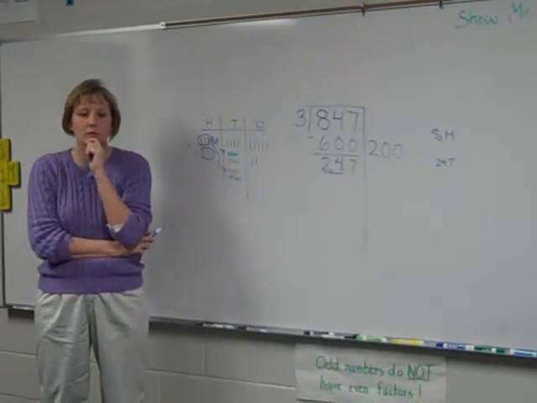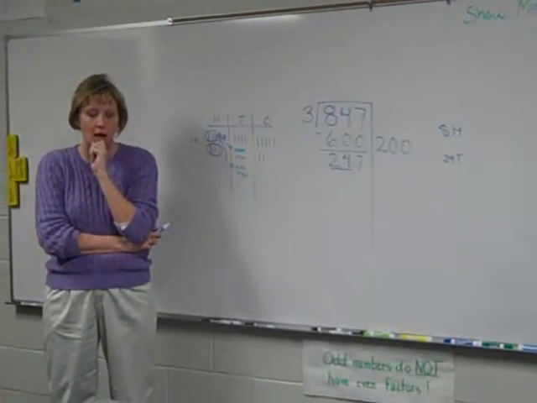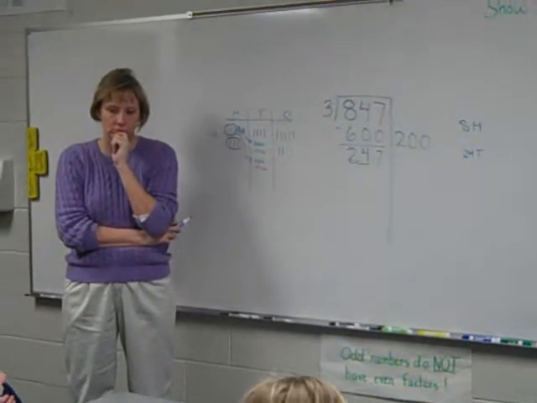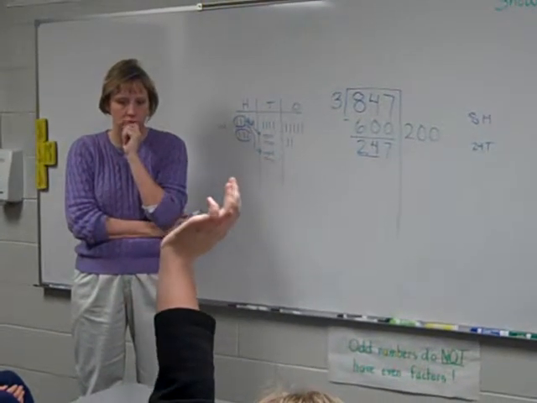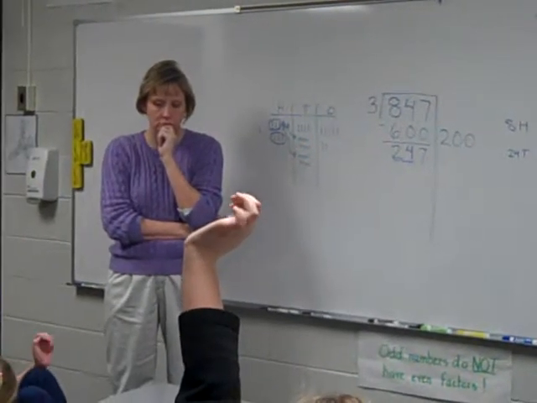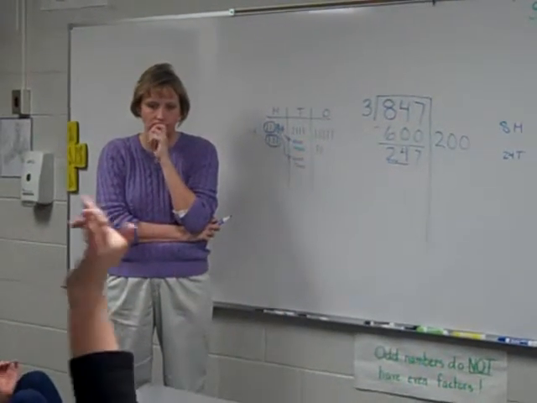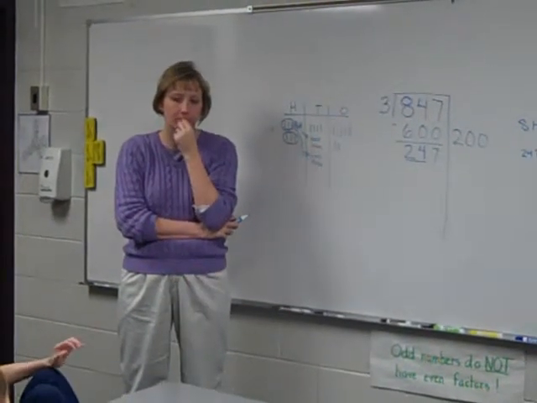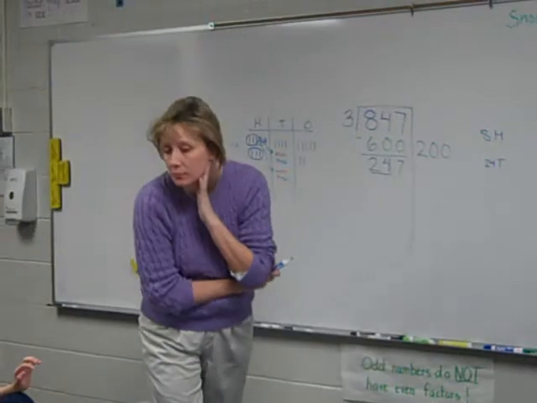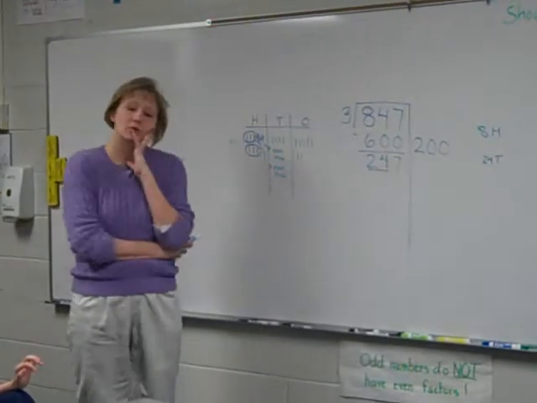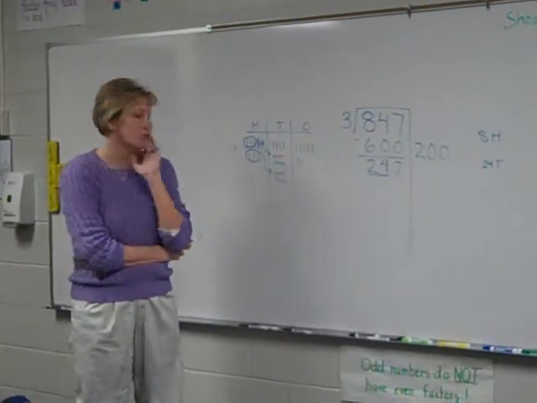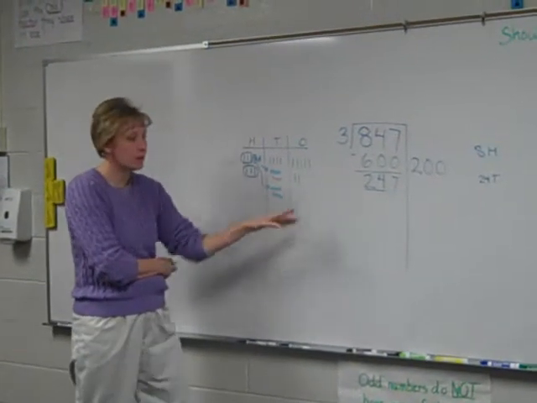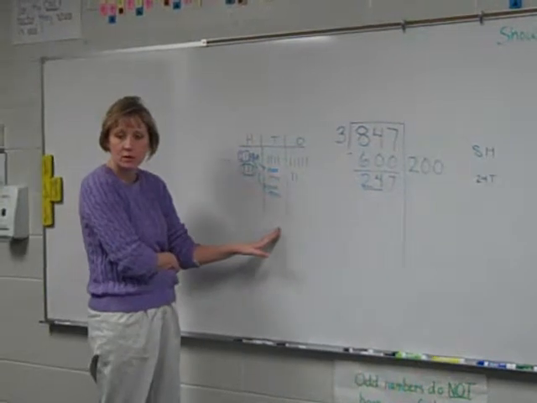If I have 24 of something, how many groups of 3 can I make? What do you think, Ariel? 0. Pardon? 0? Well, what would one group of 3 be? 3. So could I make one group of 3? If I have 24, can I make one group of 3?